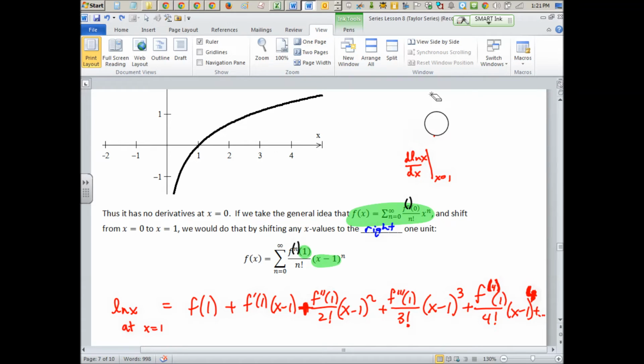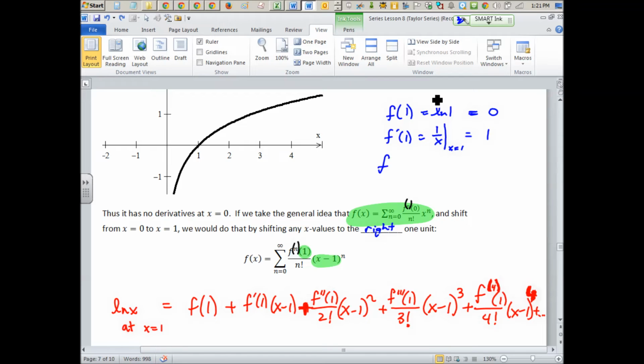Okay, so I'll show my work nice and tidy for you guys. First thing I want to find is f of 1. That's just ln of 1, which is what, class? 0, right. Then I need to find f prime at 1, which means I'm going to take 1 over x. Where'd I get that? That's the derivative. I'm going to plug in 1. What am I going to get?